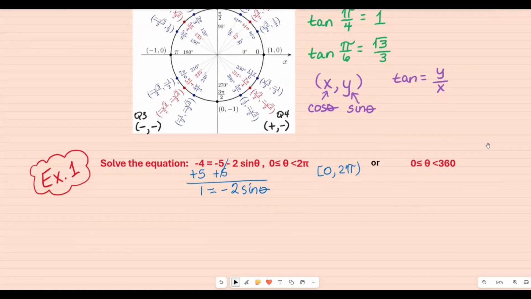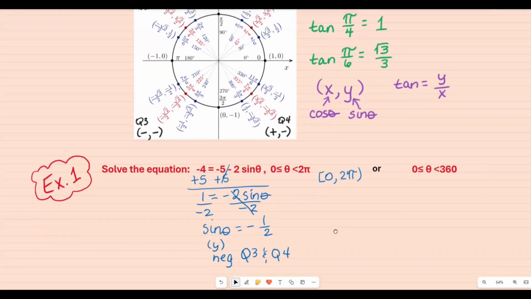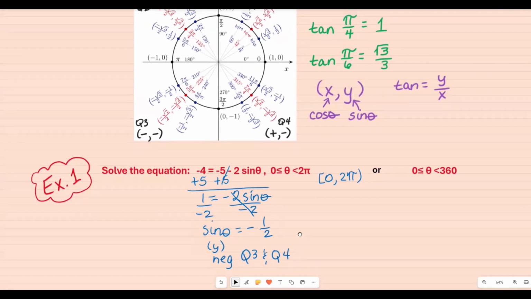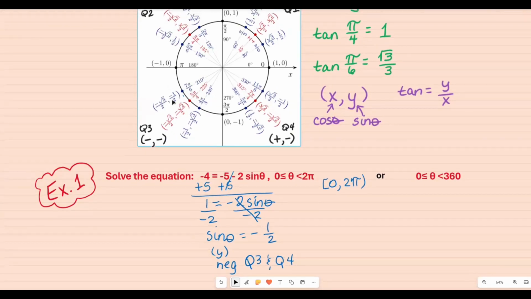All right, now I see that sine is not by itself. What I need to do is divide both sides by -2. And that gives me that sine theta is -1/2. I said earlier that sine represents your y values. So the way that I remember it is I look at where my y values are negative. And I see that in quadrants 3 and 4, I'm going to have negative y values. And then I'll just look for -1/2. So over here, I see it right here, -1/2.